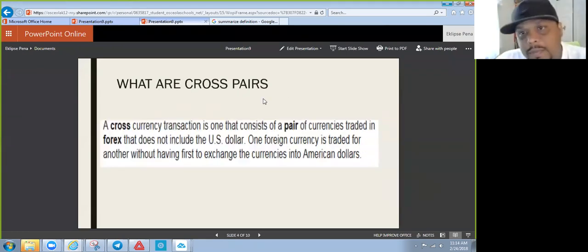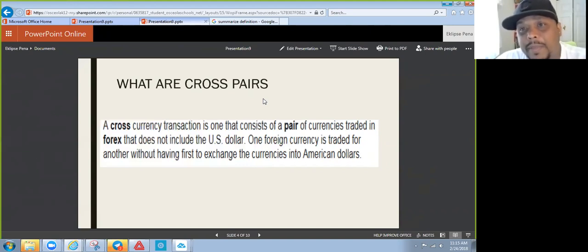What are cross pairs? People have the wrong idea when it comes to cross pairs or exotics. An exotic is an exotic country. A cross pair and an exotic are not the same. A cross pair is everything that doesn't have a major. So if there's not a major in it, it's a cross pair. The true definition is that a cross currency transaction consists of a pair of currencies traded in forex that does not include the US dollar. So a GBP JPY would be a cross pair.